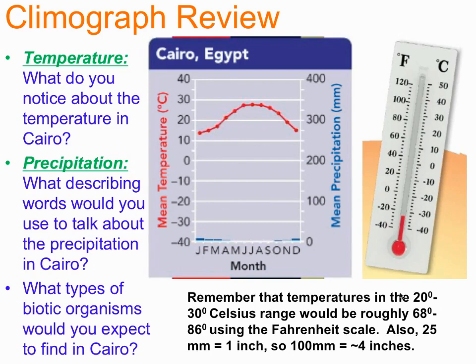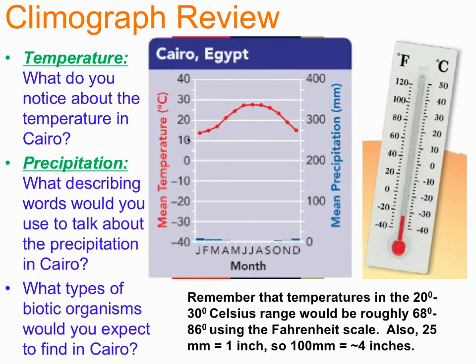The first thing is, what do you notice about the temperature in Cairo? If I look at the red line graph here, which is showing us our temperature, I see that our low values are around 15 degrees Celsius, with our values rising throughout the summer months up to close to 30 degrees Celsius in the summer, and then lowering again when we get towards the winter months.